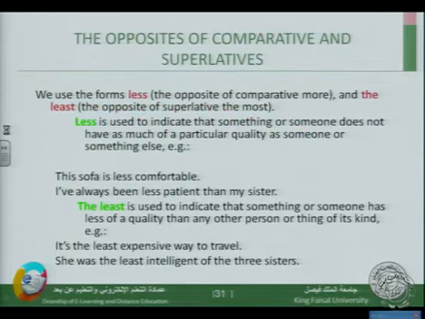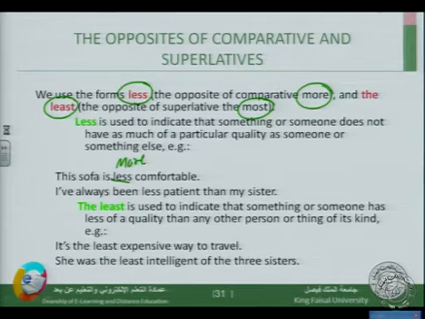The opposites of comparatives and superlatives. في هناك نقائض. More هي أكثر. شو عكسها؟ أقل. شو بنحكي؟ less. بينما most أيضا معناها الأكثر، لكن عكسها الأقل اللي هي بمعنى less. So less is to indicate that something or someone does not have as much of a particular quality as someone or something else. The sofa is less comfortable. لكن لو بدي أعكس الجملة بحكي more comfortable.